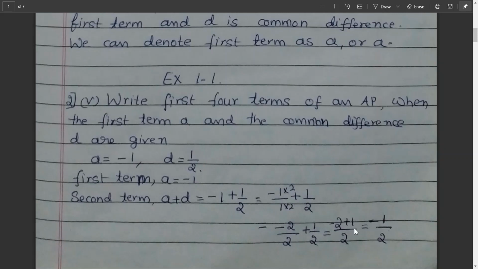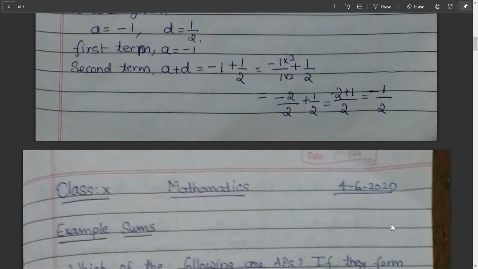This simplification you have learnt in the previous classes. Integer plus fraction. So we have to make this a fraction and equate the denominator by multiplying any common number to both numerator and denominator. And by equating the denominator, then we have to subtract the numerators. We will simplify and the answer you will get is minus half.